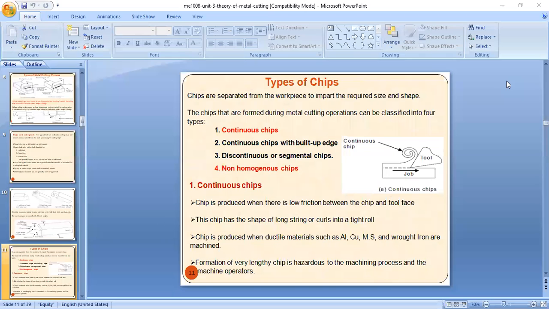Are you hearing me, CR? Yes, sir. Okay. Yes, sir. Under internet connection, sometimes it is unstable.